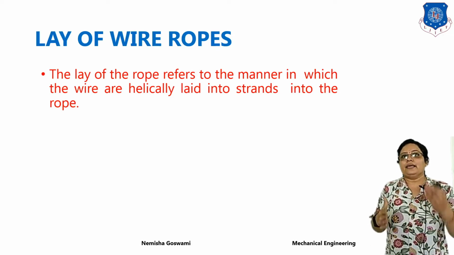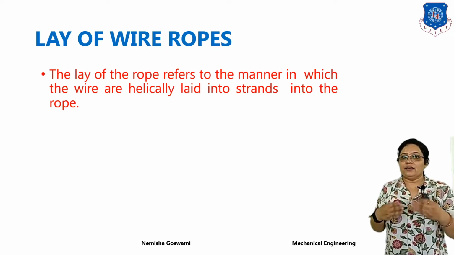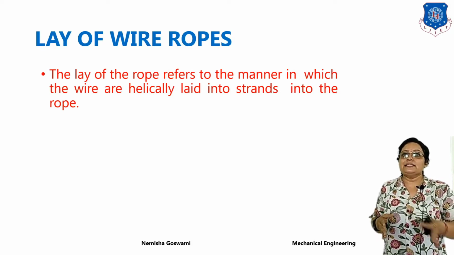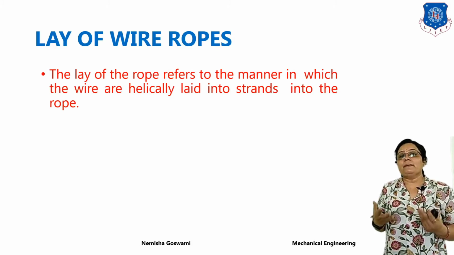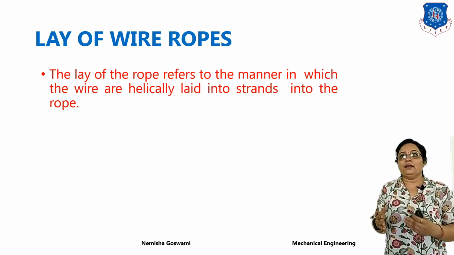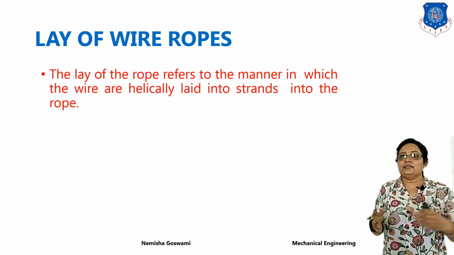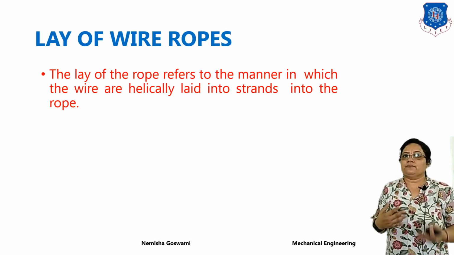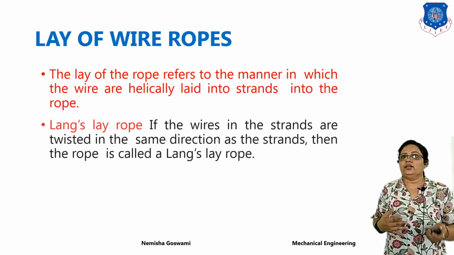For example, in a strand, if wire ropes have the same direction in the same manner, this will be different, or it may be possible that wire ropes have a different direction of construction as compared with your strand. So this lay may be different. So there are basically two lays.